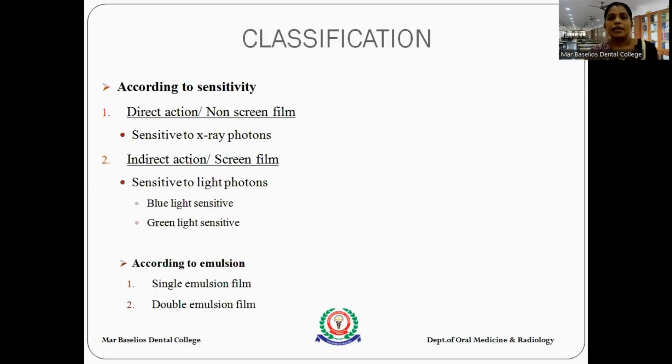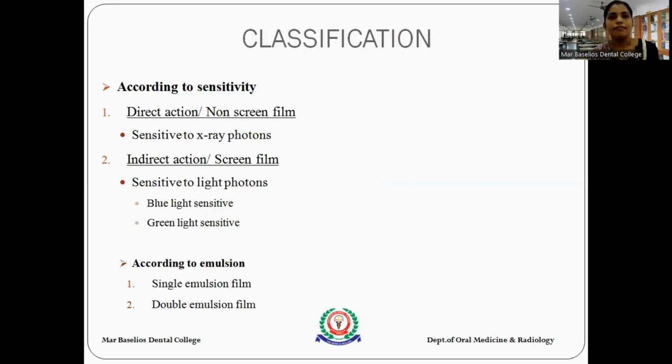The X-ray films can be classified according to the sensitivity into direct film or non-screen film and indirect film or screen film. So a direct film is a film which is sensitive to X-ray photons, and an indirect film or a screen film is sensitive to visible light photons. So that is one modality of classification of the X-ray film based on the sensitivity to X-ray photons or to the visible light.